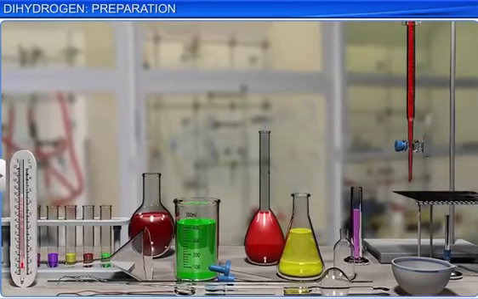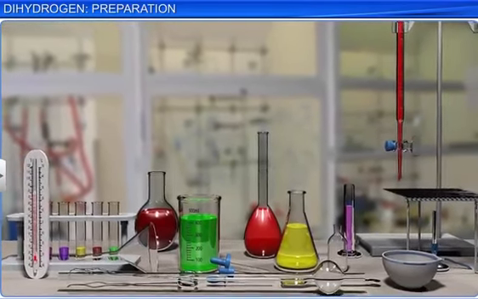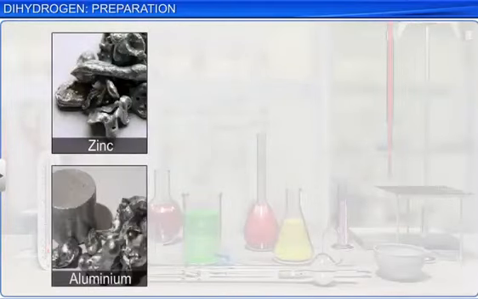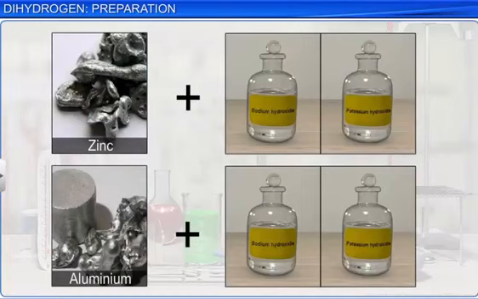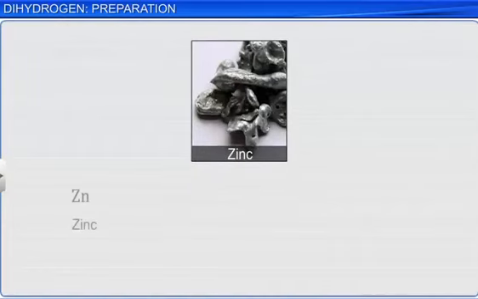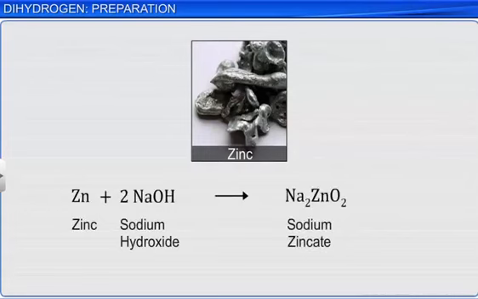Another common method of preparing hydrogen in the laboratory is by the action of metals like zinc and aluminium on strong alkalis like sodium hydroxide and potassium hydroxide. For example, zinc reacts with sodium hydroxide to give sodium zincate and hydrogen.